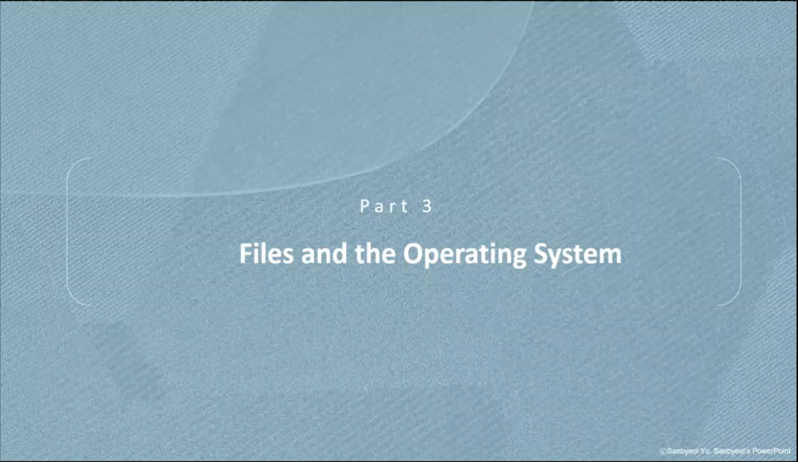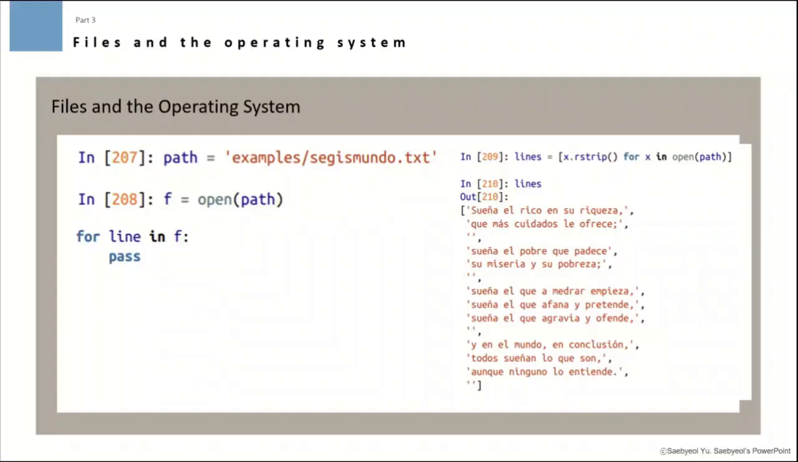Let's get on to part 3, files and the operating system. Most of this book uses high-level tools like pandas.read_csv to read data files from disk into Python data structures. However, it is important to understand the basics of how to work with files in Python. Fortunately, it is very simple, which is one reason why Python is so popular for text and file munging.